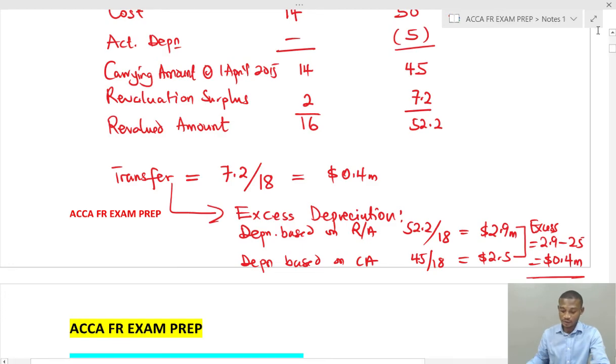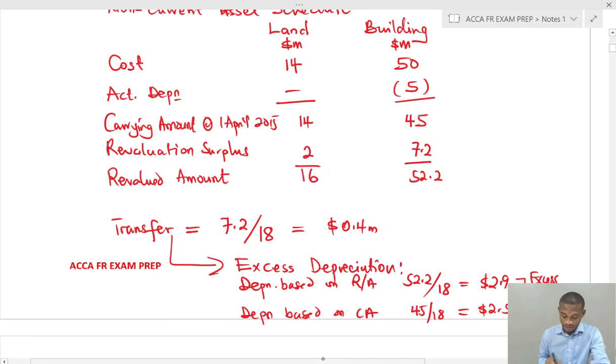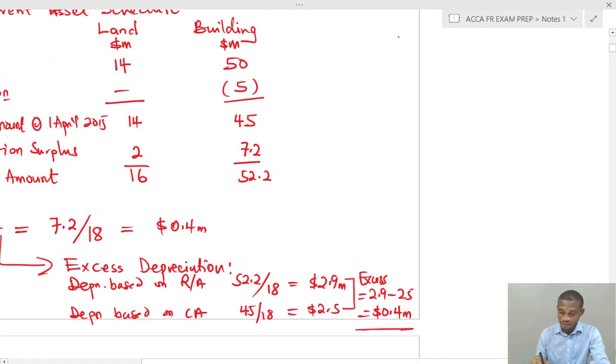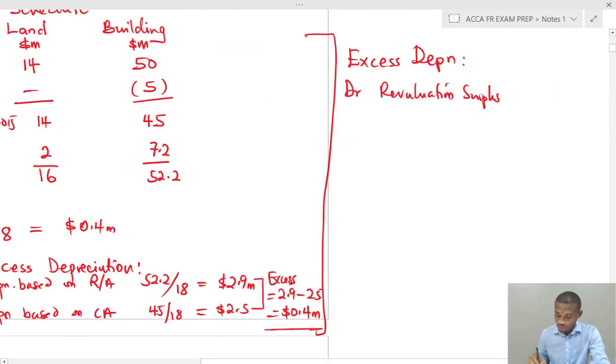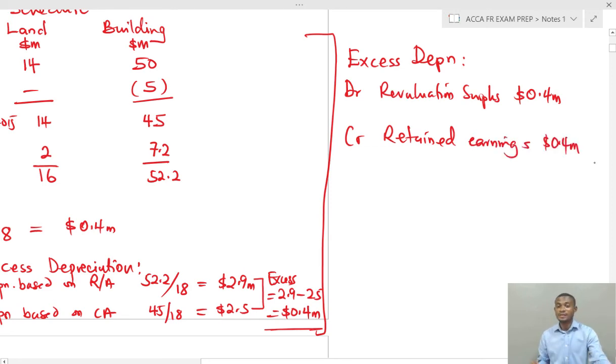Now the excess, please note that it will be transferred. The excess depreciation will be transferred by debiting the revaluation surplus. So we'll debit the revaluation surplus account 0.4, and we'll credit retained earnings 0.4 million, and this is how we account.